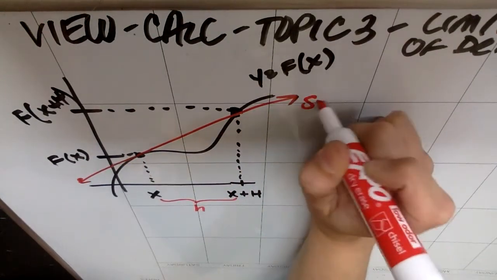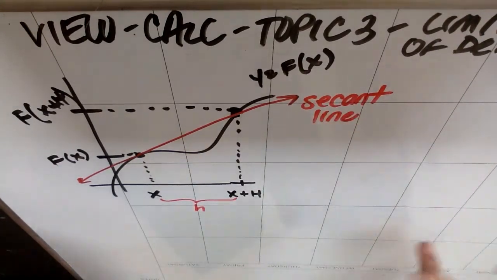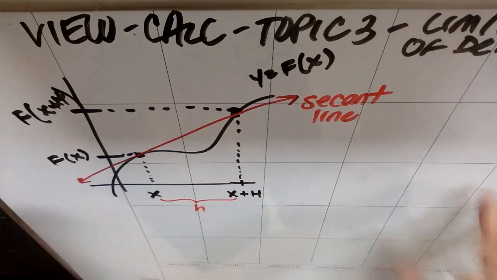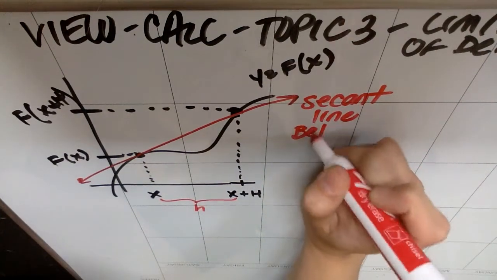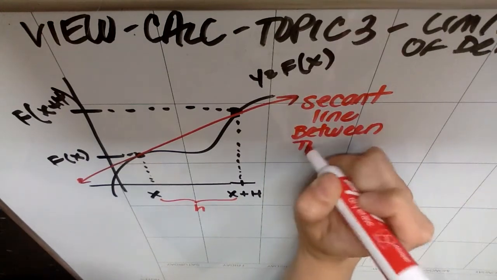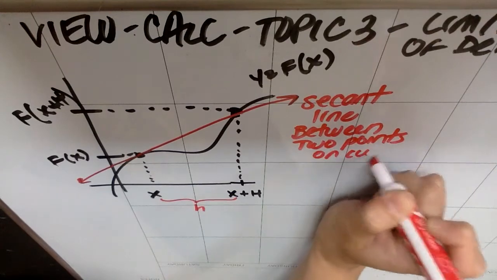So if I were to draw a line between these 2 points on the curve, this is what we call a secant line, okay? It's the same word as the secant that you know from SOHCAHTOA and from trig. So it's a secant line. It's between 2 points on a curve.